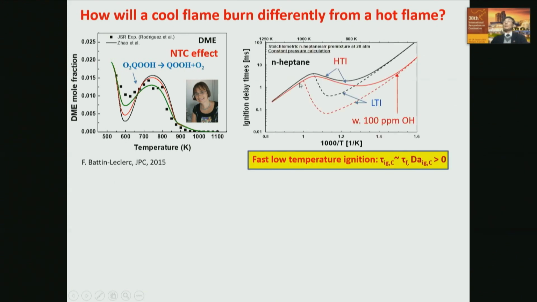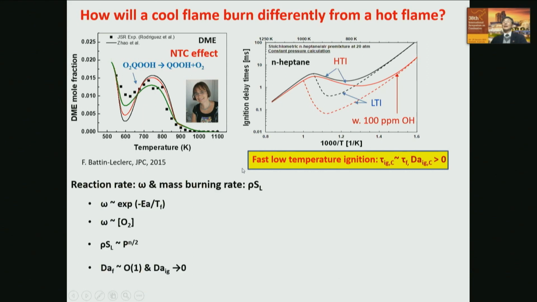If we look at the temperature again, this is the ignition delay time as a function of temperature. The solid line is high temperature ignition, the dashed line is low temperature ignition. You can see the low temperature ignition is one order of magnitude shorter than the high temperature ignition. And more importantly, if you have radicals like OH, the low temperature ignition can be 2 orders of magnitude smaller than the high temperature ignition, which makes the ignition time comparable to the flame burning time. And the ignition Damkohler number in combustion is not 0 anymore.